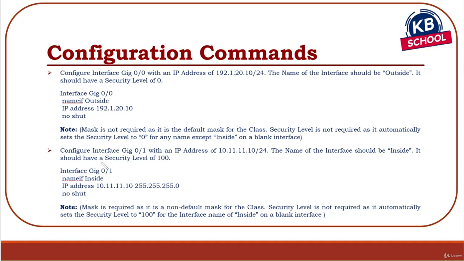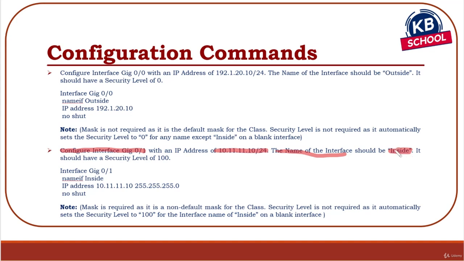Let's take a look at the second interface, second example over here. Configure gig 0/1 with an IP address of 10.11.11.10/24. Notice over here, it is not using the default mask, so I need to specify the mask. The name of the interface should be inside.